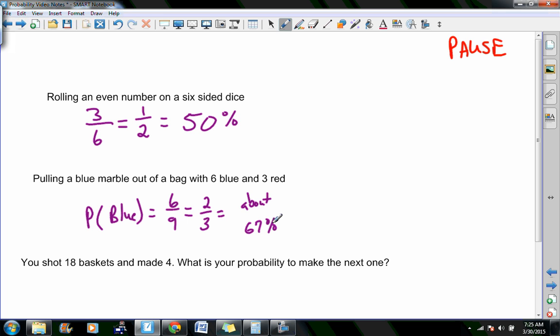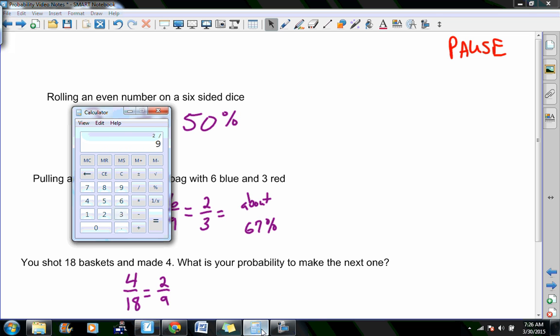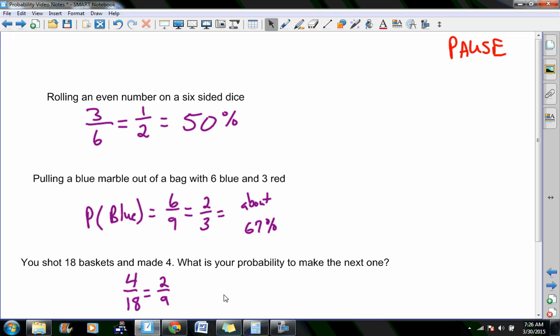And finally, you shot 18 baskets and made 4. What is the probability to make the next one? Now, this is a little tricky because you have to weigh it under the idea that you continue at that same rate. So if we continued at the same rate, that'd be 4 out of 18 or 2 out of 9, which is about 22%.